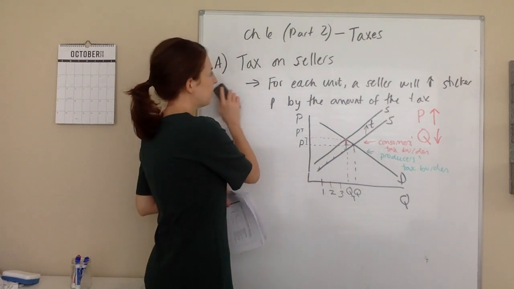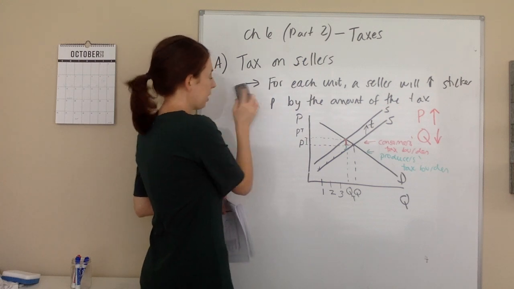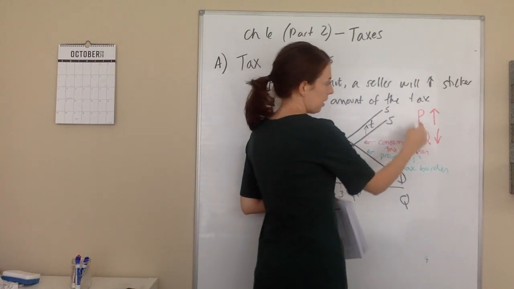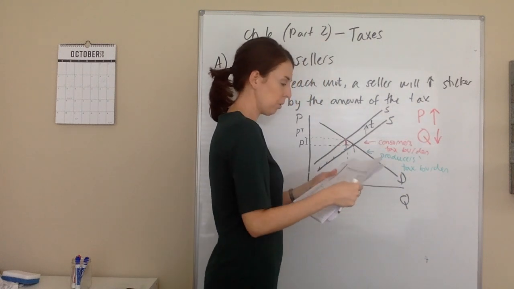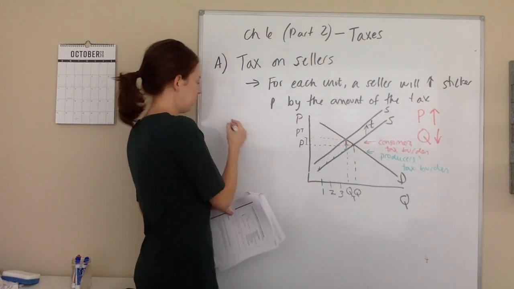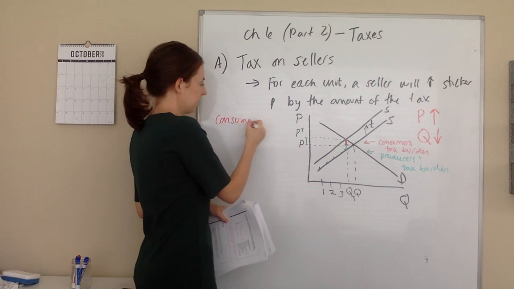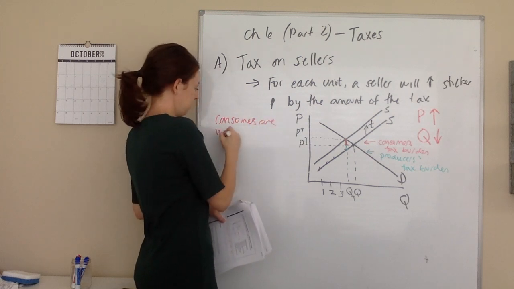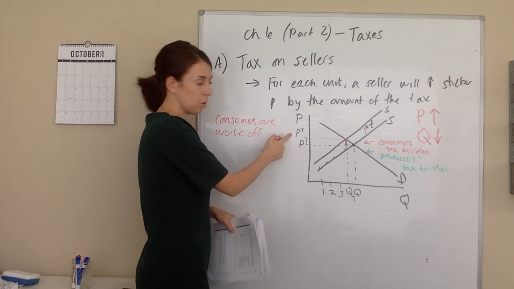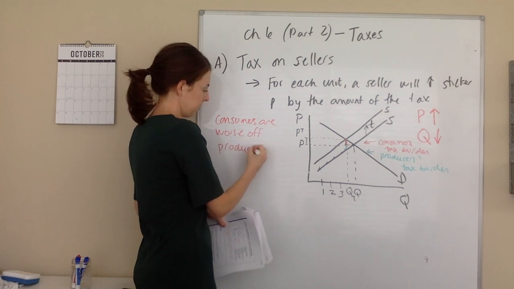Okay, so this is what happens if the government taxes sellers. Actually, let me write one more thing here. What we know is that the equilibrium price went up and the equilibrium quantity went down. What we also know is that consumers are worse off because they have to pay more per bottle of Coca-Cola now, and producers are also worse off.